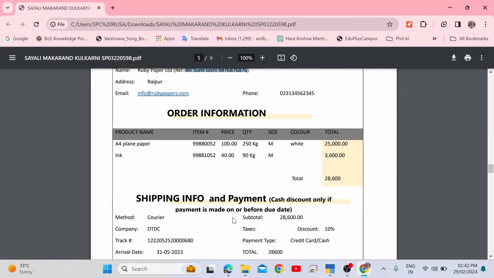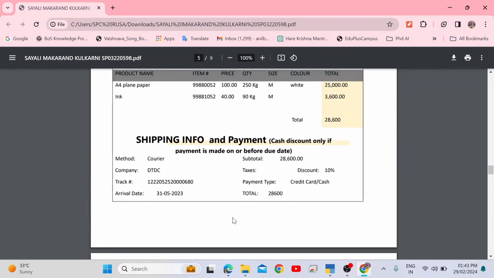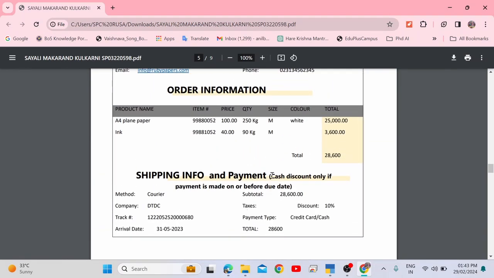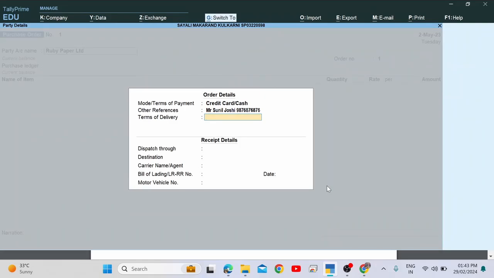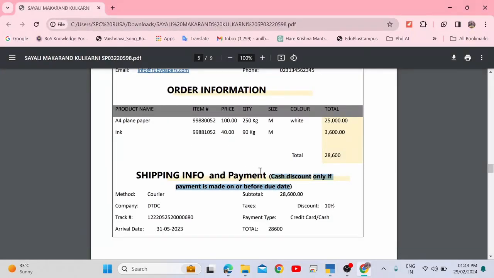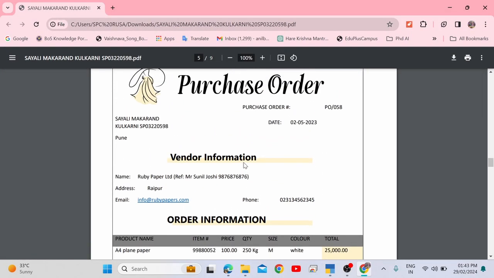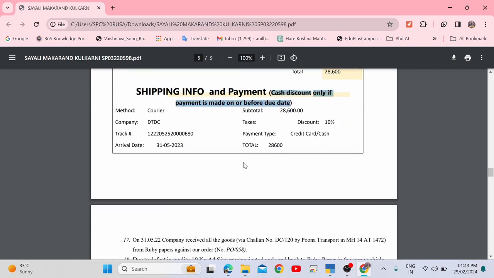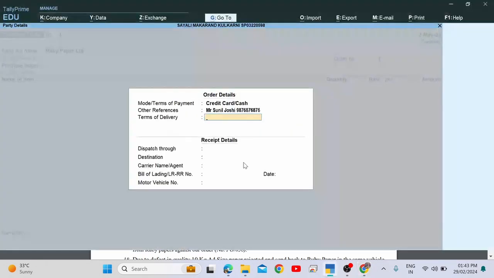In delivery-related particulars, terms and conditions are given. So have they mentioned anything? Here there is a term and condition. Cash discount only if payment is made on or before due date. This is your term and condition. Term of delivery, no, this is not the term of delivery. This is term of payment. Do you have anything for term of delivery? Such as send it like this, keep it like this, send it in this vehicle, send by road, send this much quantity. This is related to term of payment.